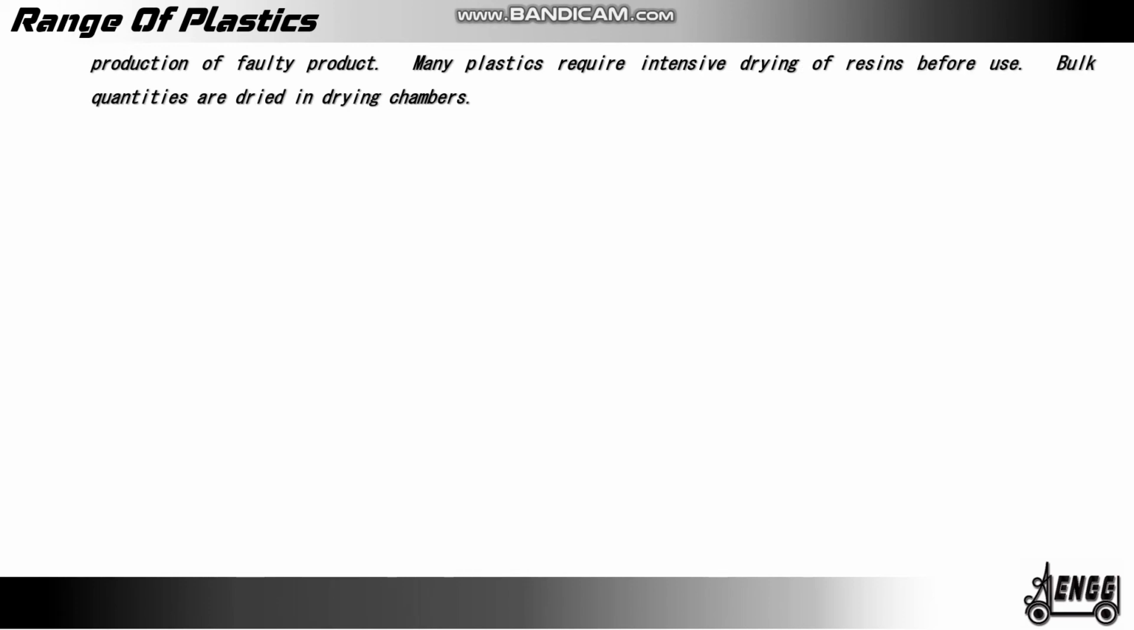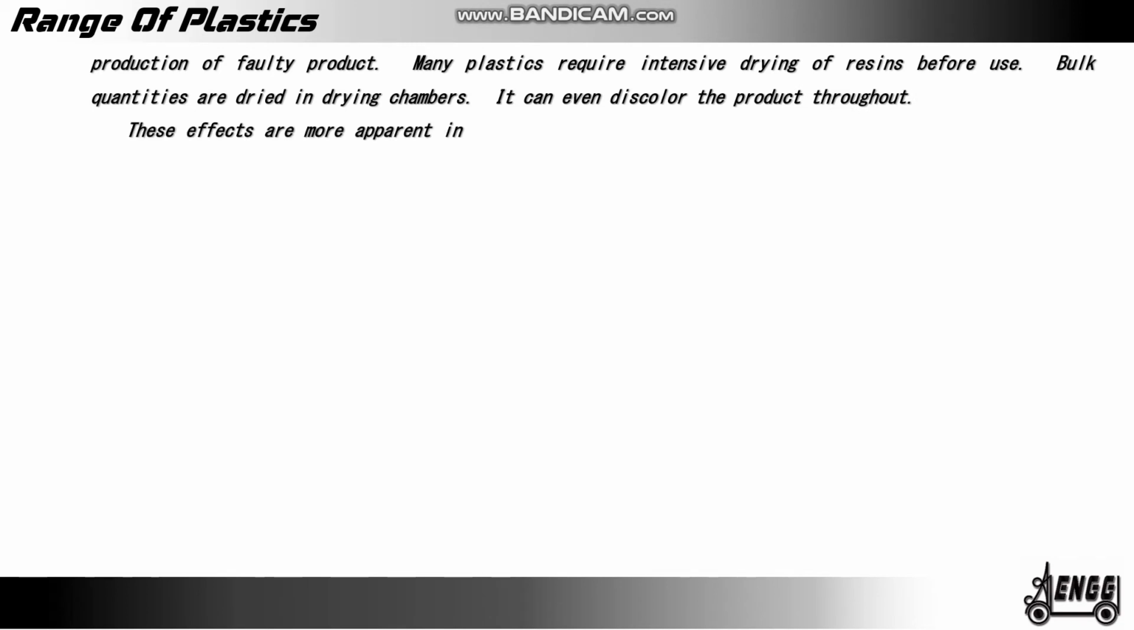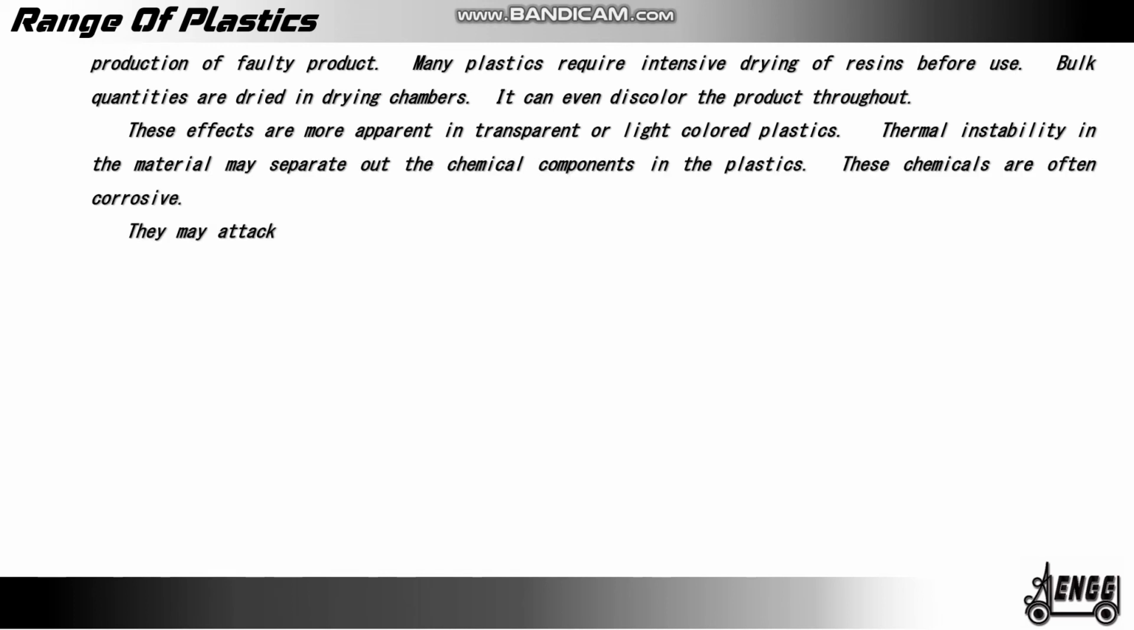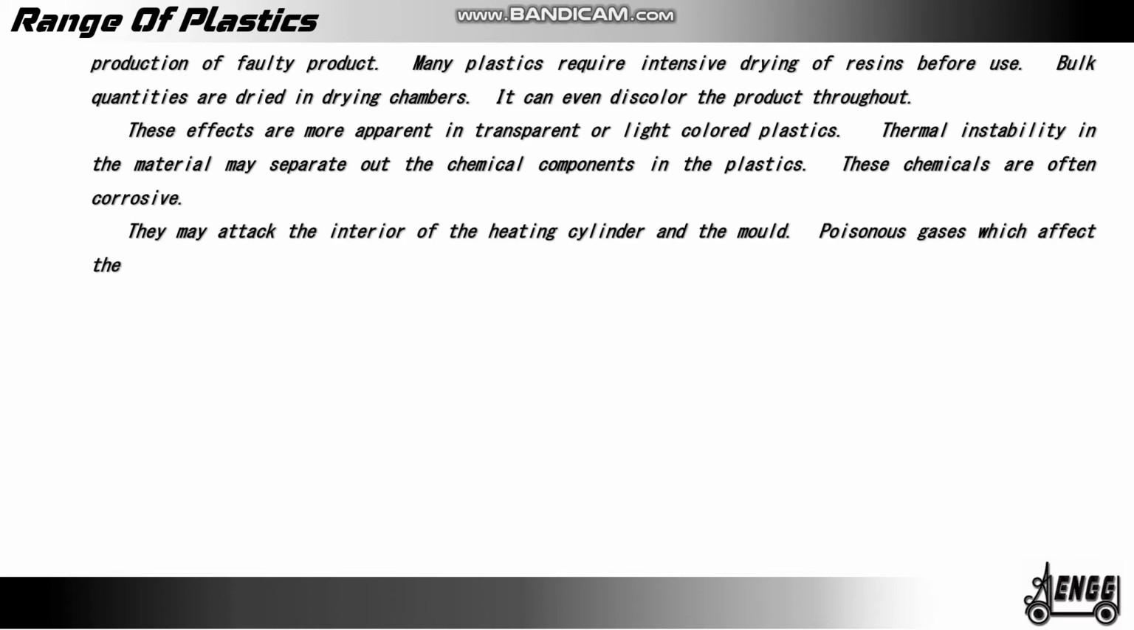Many plastics require intensive drying of resins before use. Bulk quantities are dried in drying chambers. It can even discolor the product throughout. These effects are more apparent in transparent or light colored plastic. Thermal instability in the material may separate out the chemical components in the plastic. These chemicals are often corrosive. They may attack the interior of the heating cylinder and the mold. Poisonous gases which affect the operator may also be formed.